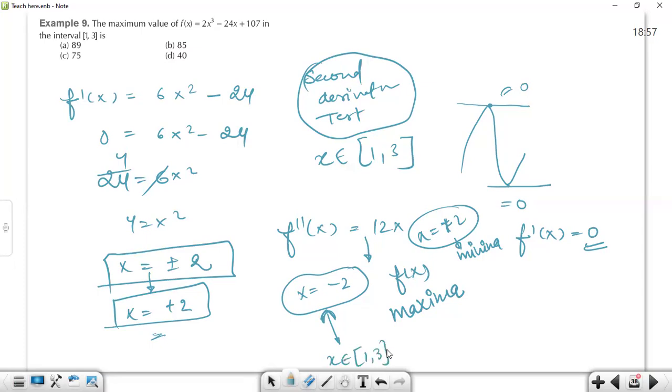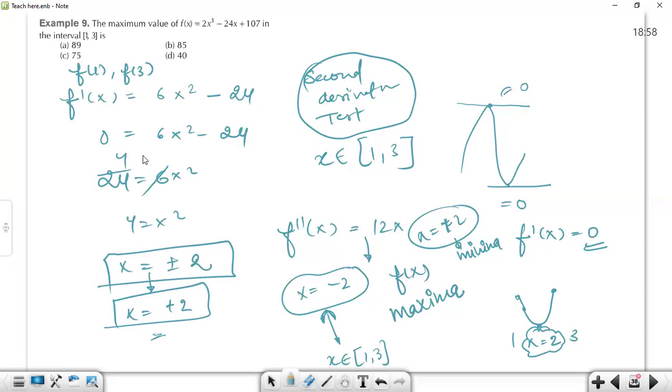This is 1, 2, 3. If we simply understand, at x equals 2 the function has a minimum, and we have an interval from 1 to 3. So it is certain that at x equals 2 the function is going to have some minimum value. Let's find f of 1 and f of 3, and whichever is the maximum value, we can mark as the answer. Is it clear why we are going for f of 1 or f of 3, why we are using hit and trial?